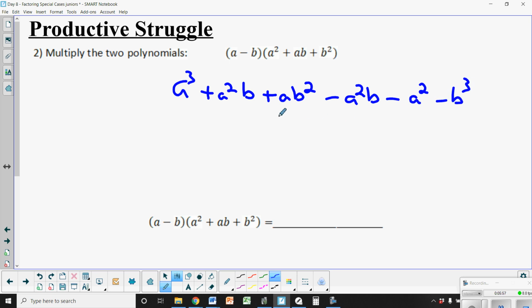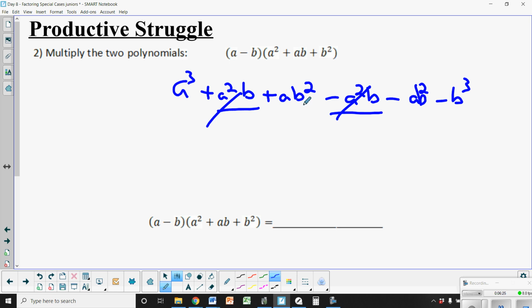So what we can see then is some things are going to cancel out. We have a squared b, negative, positive, those cancel out. We have ab squared. Oops, I forgot to put the b in this one, it looks like. So let me just squeeze that b in there, because that should have been ab squared. So we did negative b times ab. That would have been negative ab squared.